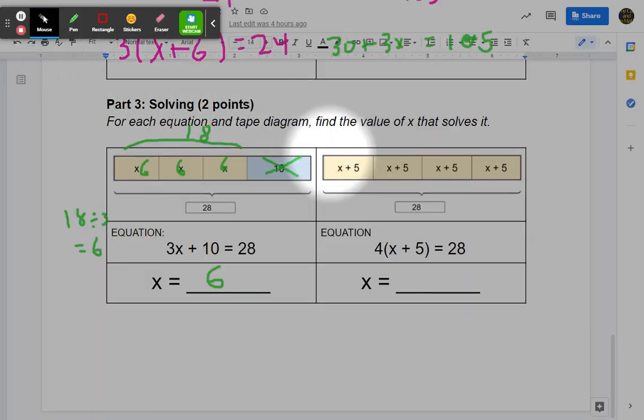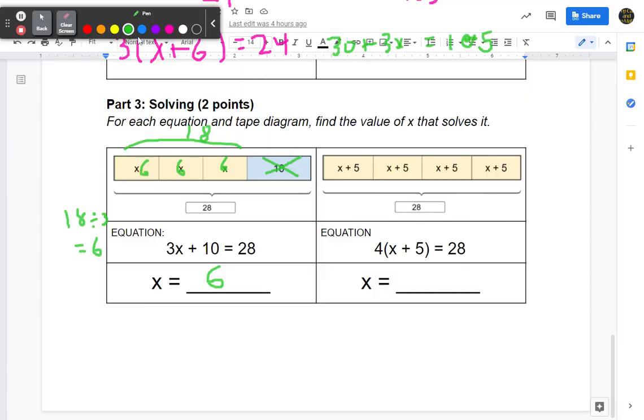How about this one? In this one, we have 4 boxes, each with x plus 5, and 4 times (x plus 5) is 28. In our notes, we learned that for problems like this, we can divide first. 28 divided by 4 is 7. So there must be 7 in each box. So what plus 5 is 7? Well, it must be 2. 2 plus 5 is 7, and 7 times 4 is 28. That would be the right answer.